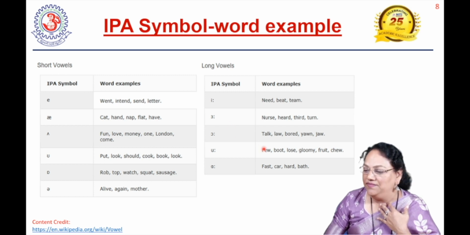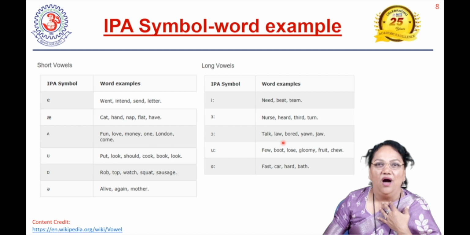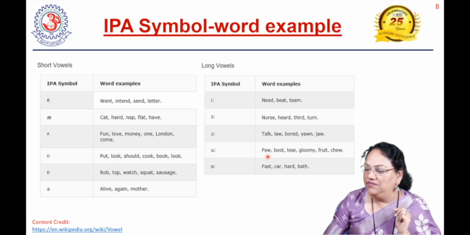Okay. Next comes 'aw': talk, law, bored, yawn, jaw. Fine. Jaw. See the shape of my mouth for this sound. Slowly. Right? So two vowel sounds should be executed. That's how I make my shapes two times. One is simply round and then making it a little closer, not totally. Okay, this is the difference. Next comes 'oo': you, few, boot, lose, gloomy, fruit, chew.